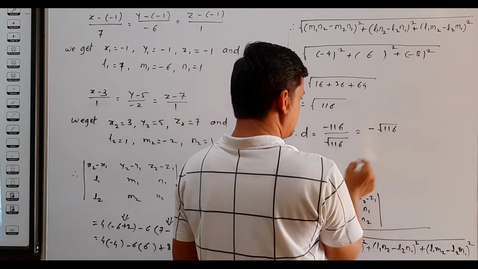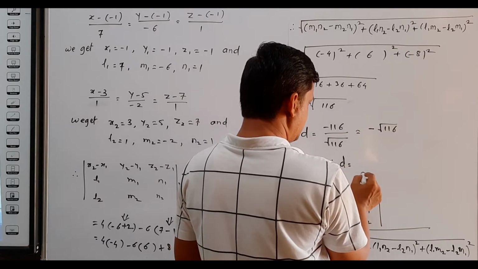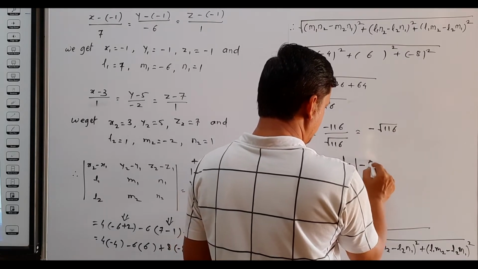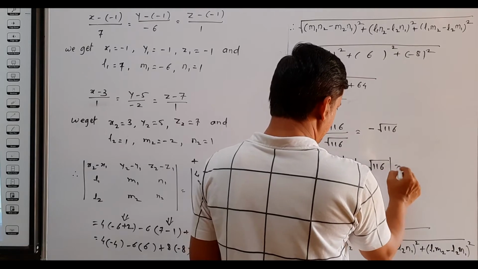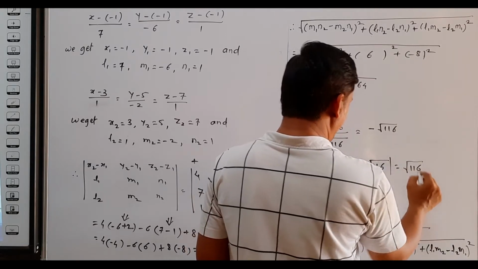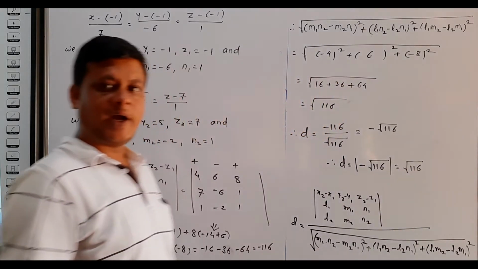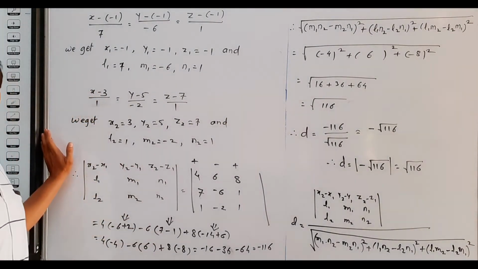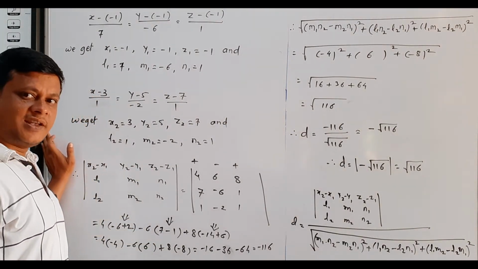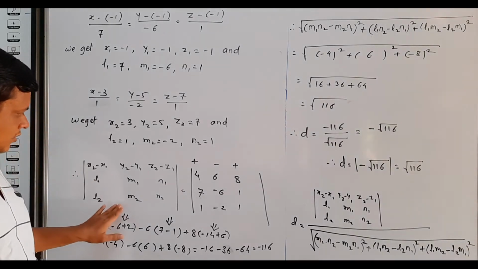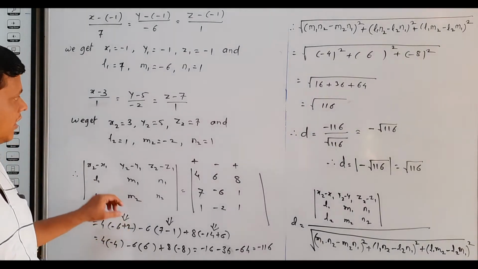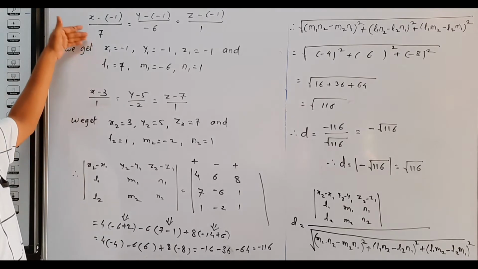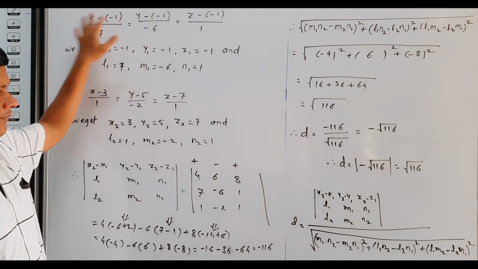So distance is always positive. So d is equal to mod of under root 116, which is equal to under root 116. So in this way we find shortest distance. This problem is not difficult, but it is lengthy. So solve carefully or write the values of this l1, m1, n1.